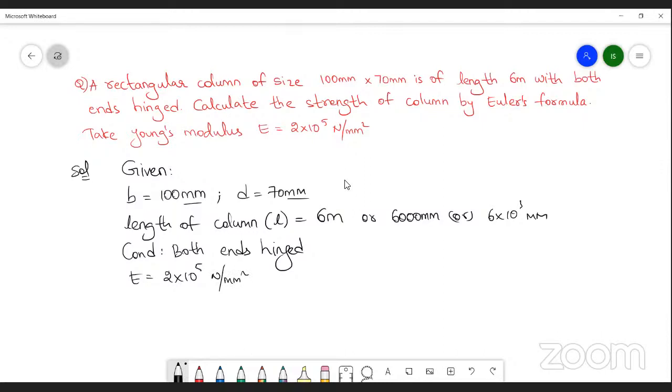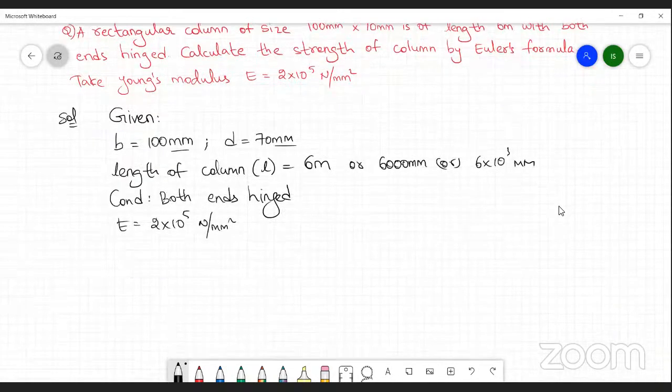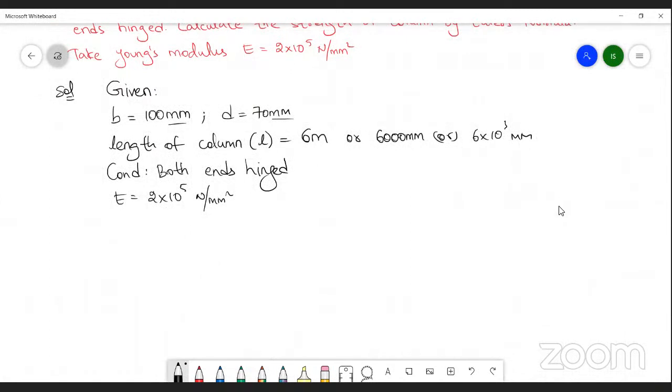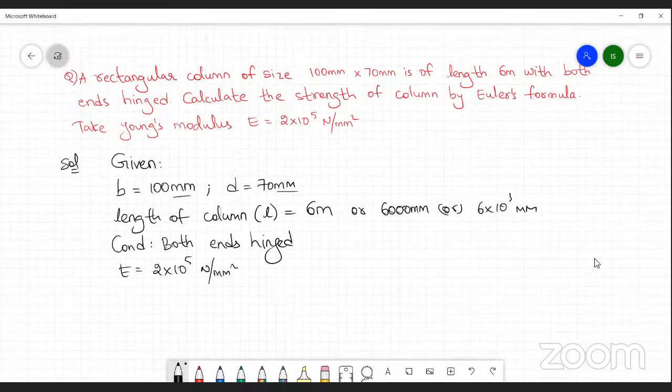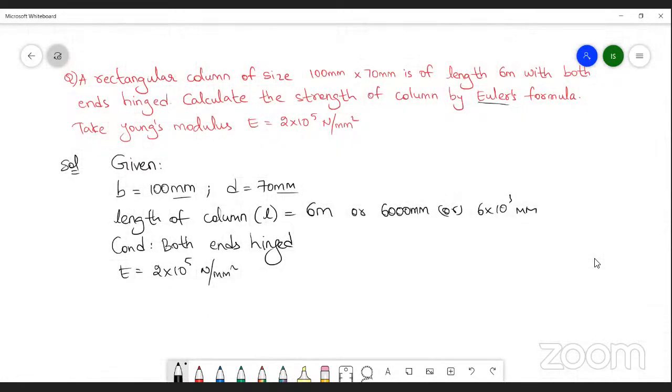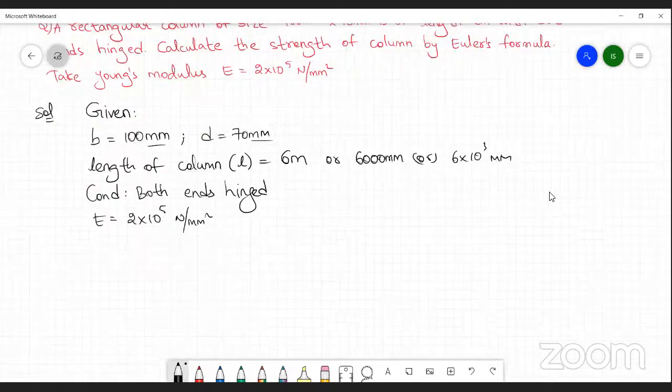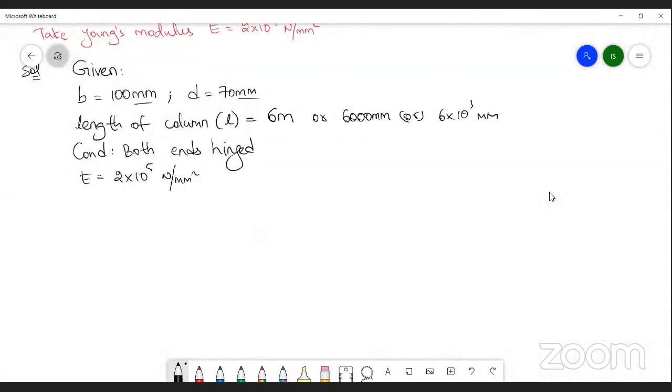Now, once you are done writing whatever information is given in the question, let's write down the equation over here, whatever the formula is. As you can see, they are mentioning that we have to calculate the strength of the column by Euler's formula. Even if this line is not given, just by understanding that E is given in the question, we should understand that this is Euler's formula. Alright, so once you are done writing down whatever is given in the question, write this.